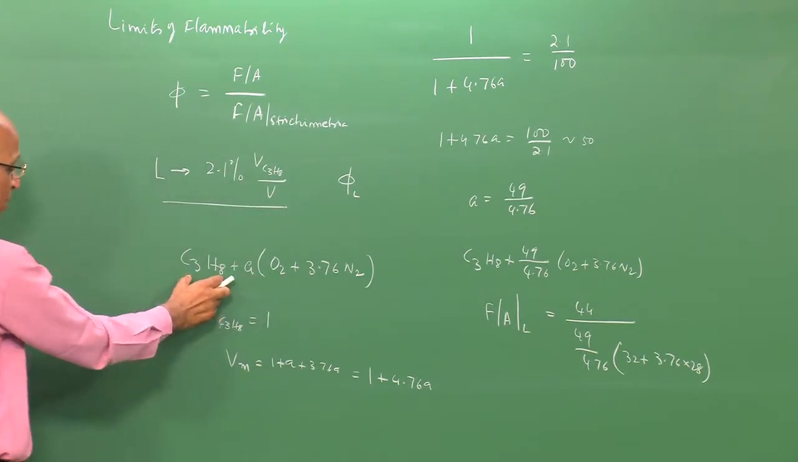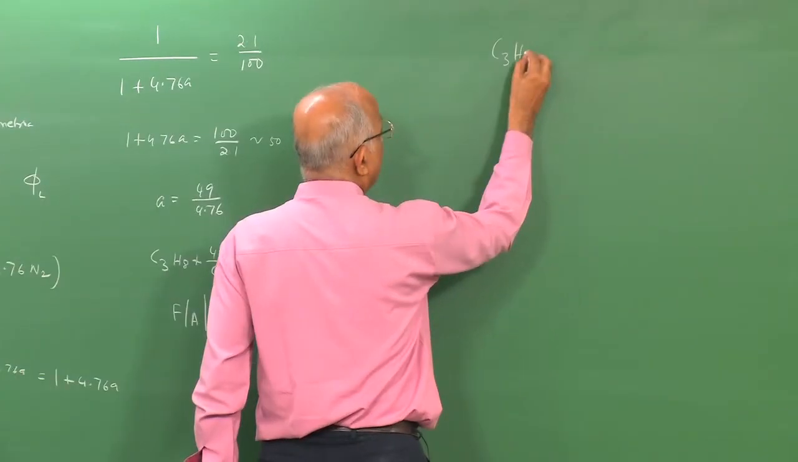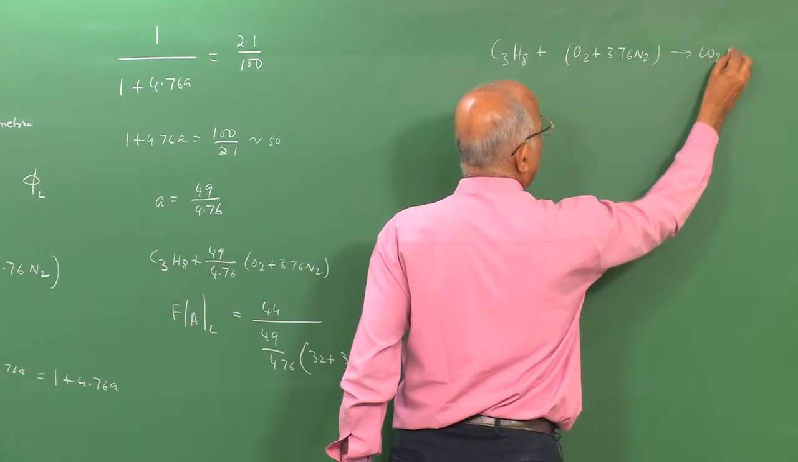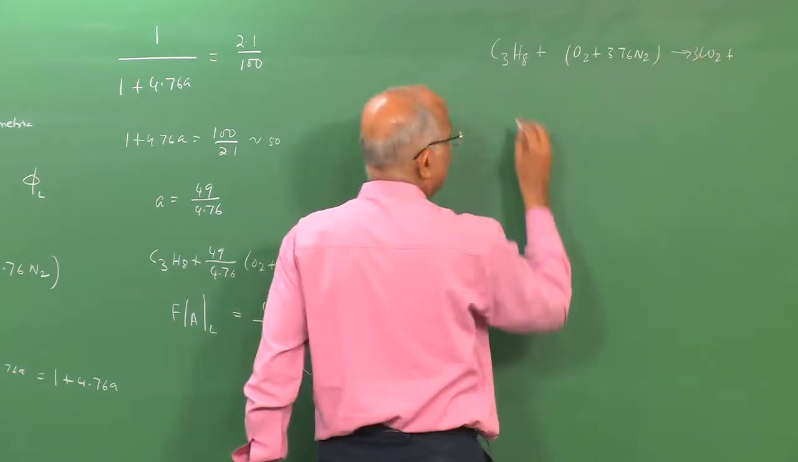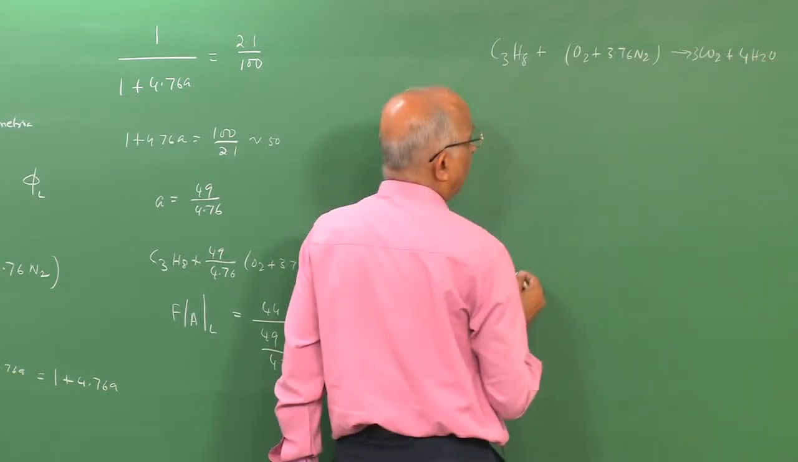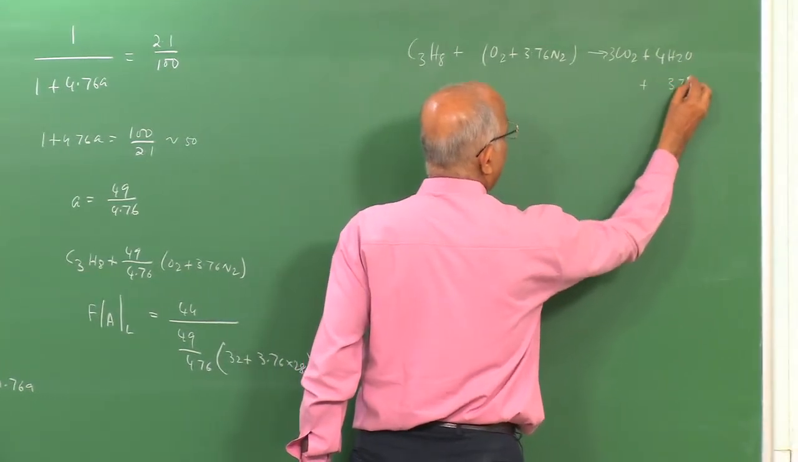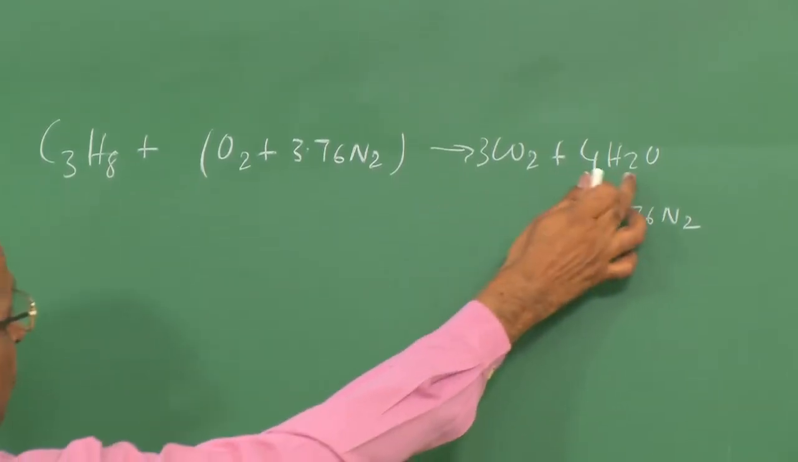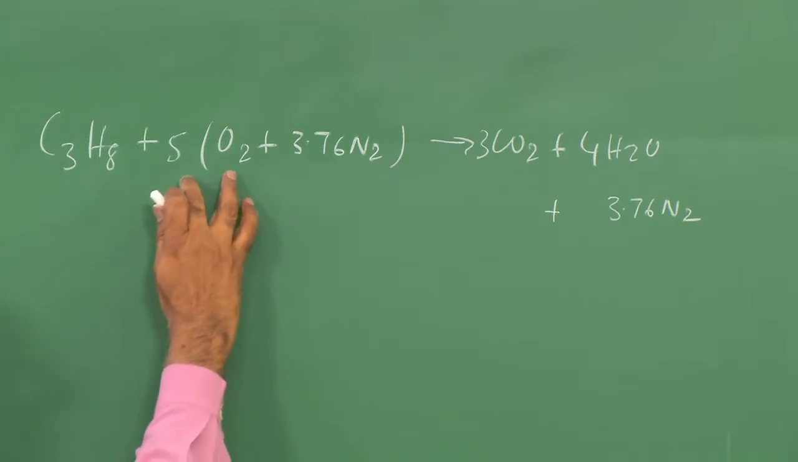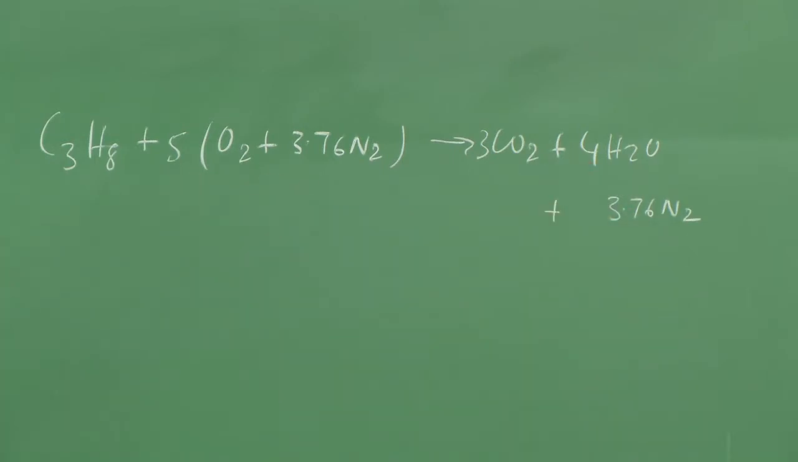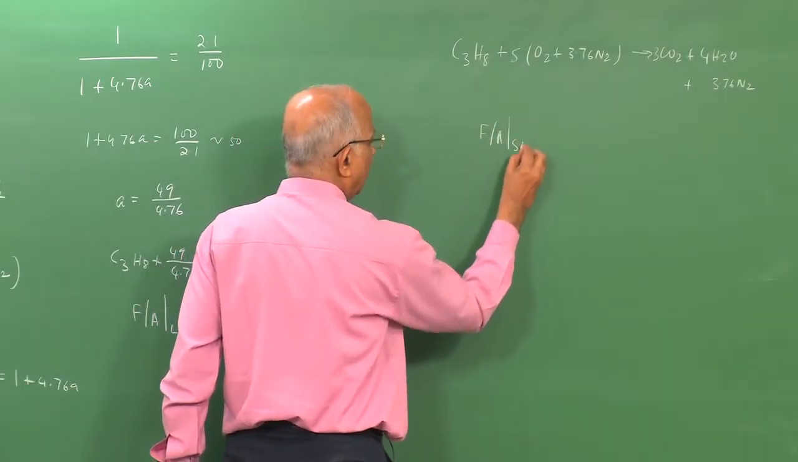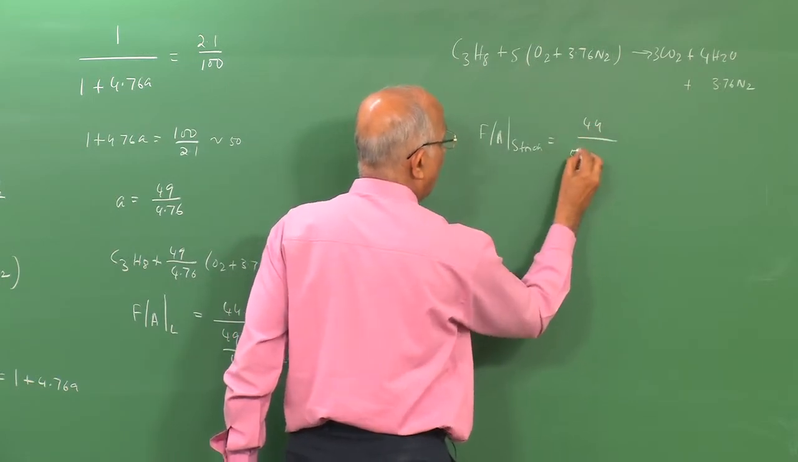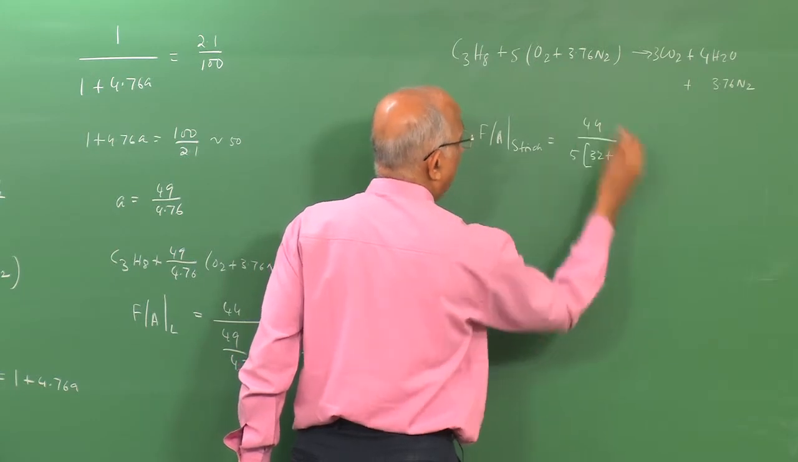What will be the value for stoichiometry? We go back and look at the stoichiometric coefficients. C3H8 with air plus 3.76 nitrogen should give completely burnt products: CO2 plus H2O. With 3 carbons I have 3 CO2, plus 4 H2O corresponding to the 8 hydrogen atoms, plus whatever nitrogen comes along, 3.76 into nitrogen. I need to calculate this: 3 twos are 6 plus 4 is 10, therefore I have 5 oxygen. Therefore, fuel by air for stoichiometric for this reaction is 36 plus 4, 44 grams, divided by air, 5 into 32 plus 3.76 of nitrogen, which is 28.